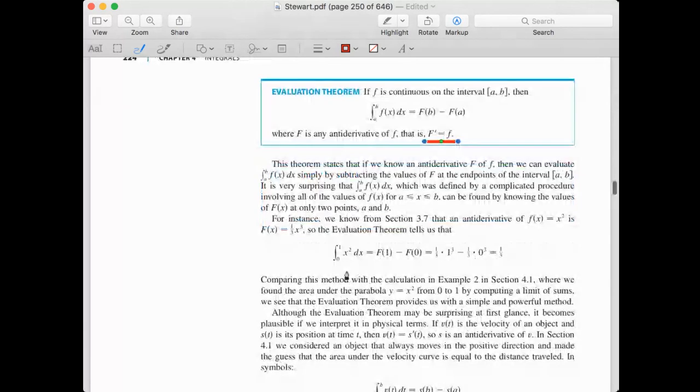So let's see this example. The integrand is x squared. That is to say, capital F prime is x squared. So what is this antiderivative? That's x cubed divided by 3. So the antiderivative of x squared is 1/3 of x cubed. Then we evaluate at the upper limit. F of 1 would be 1/3 times 1 cubed. Then subtract the evaluation of F at 0, the lower limit. F of 0 is 1/3 times 0 cubed, which is 0. So the answer is 1/3.